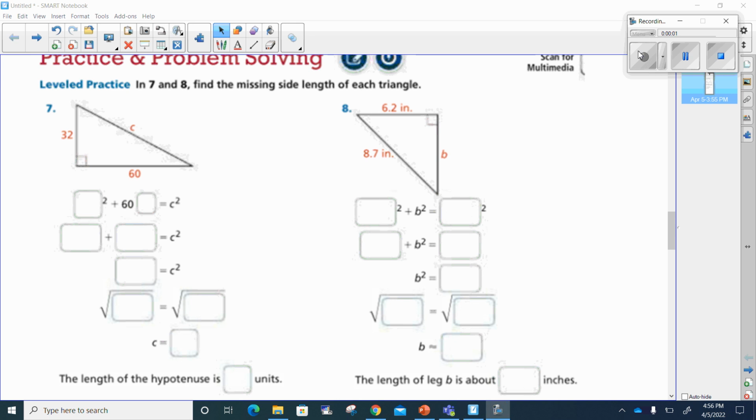7th grade advanced class. Let's go ahead and knock this out. I got the odd ones tonight. Let's start with this one. It says, find the missing side lengths of each triangle. We're doing Pythagorean Theorem, which means we're doing a squared plus b squared equals c squared. Let's go ahead and write that down.